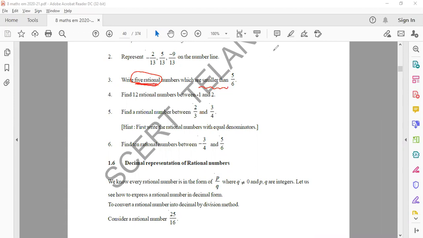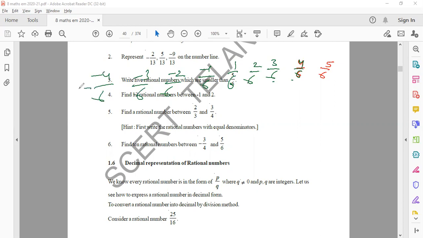Less than five means you can start with the first rational number, 5 by 6. Less than five means you can write 4 by 6. Am I clear? It's 4 by 6. Then 3 by 6, then 2 by 6, then 1 by 6. If you want to go negative also, you can go minus 1 by 6, minus 2 by 6, minus 3 by 6, minus 4 by 6, and keep going. However many rational numbers are possible, that many you can write down.